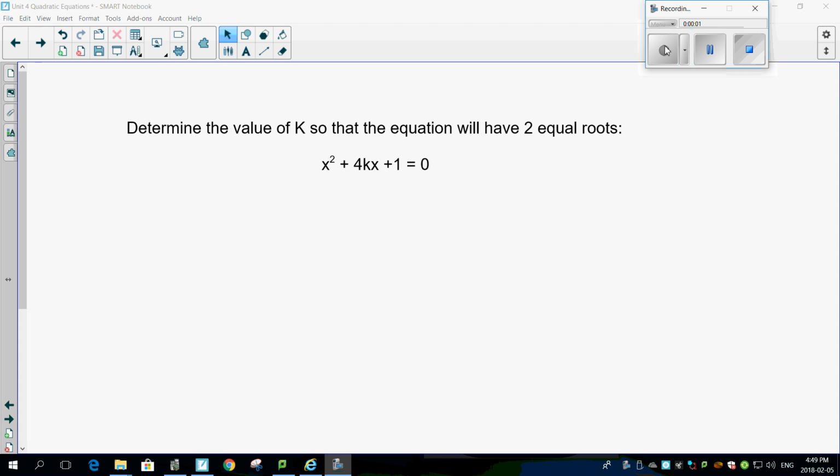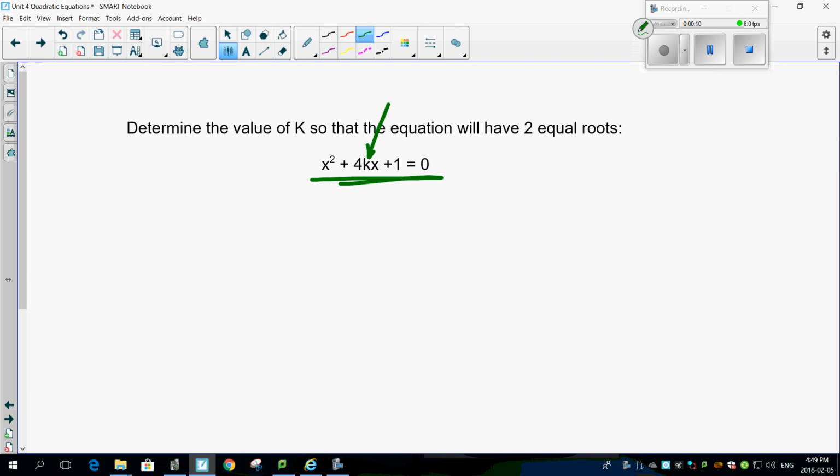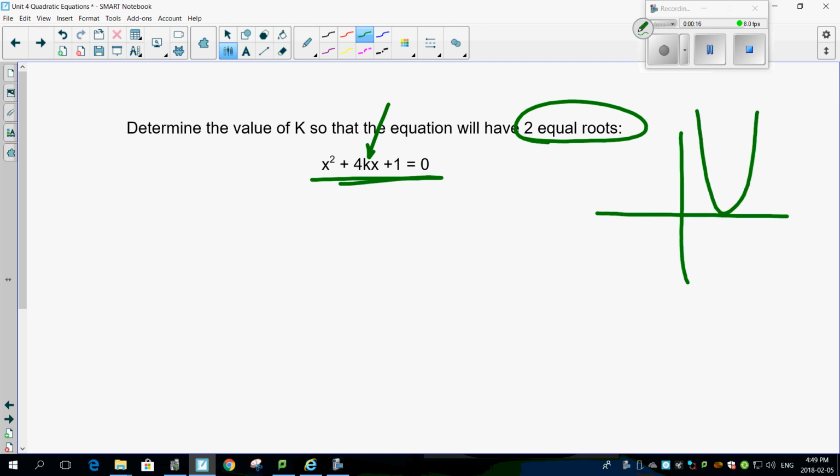Staying along the same idea of trying to find a value of k, let's look at this question here. Now, it says determine this value of k so that this equation will have two equal roots. Well, think about what two equal roots means. Two equal roots means that these are the same roots, so the graph only touches in one place. That means your b squared minus 4ac has to be equal to 0.